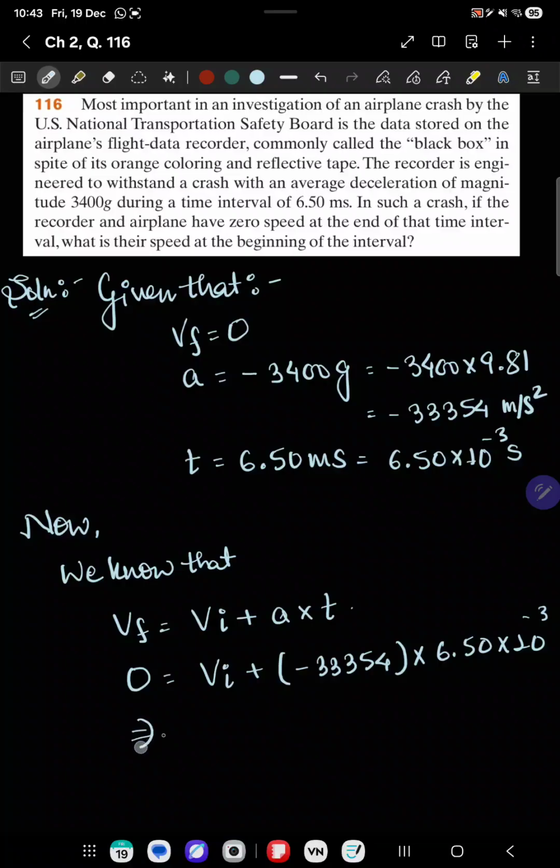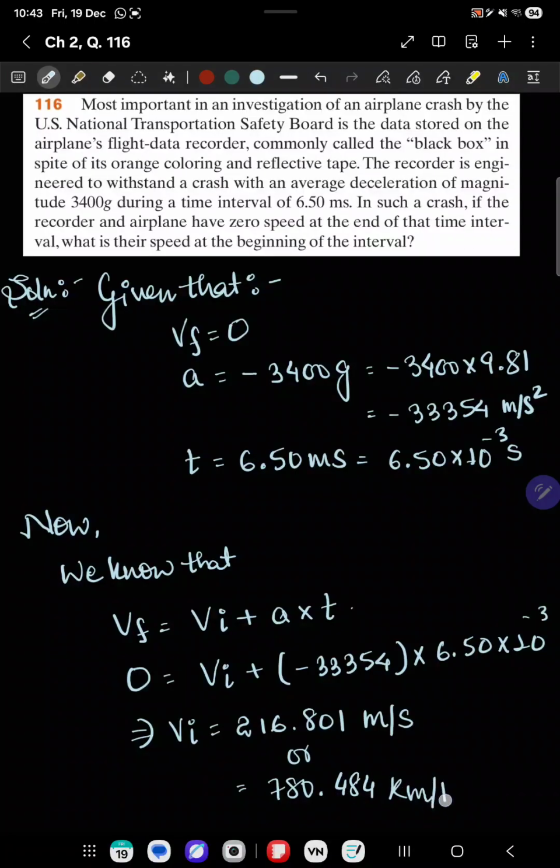So from this equation we can write Vi as 216.801 meter per second, or if we want to write it in kilometer per hour, we can write it as 780.484 kilometer per hour. We just need to multiply the meter per second with 18 by 5 and we will get this 780.484 in kilometer per hour. That's all.